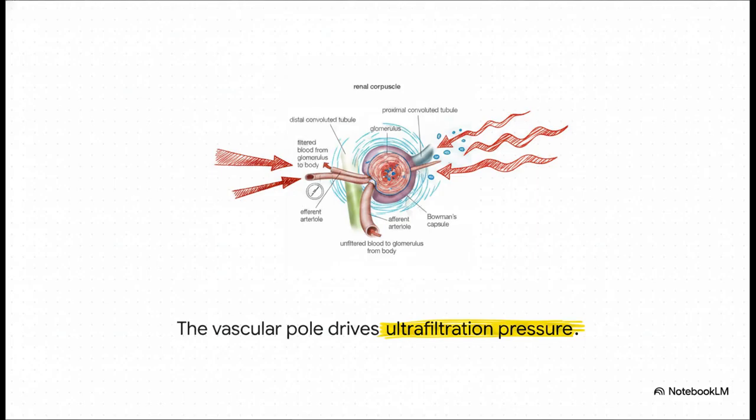If we focus on the vascular pole of the renal corpuscle, this is where the magic really starts. You can clearly see unfiltered blood rushing in through the wider afferent arteriole. It swirls all through the glomerular capillaries, gets filtered out, and then the remaining blood exits via the noticeably narrower efferent arteriole. That specific difference in vessel diameter is exactly what builds up the hydrostatic pressure you need for ultrafiltration.